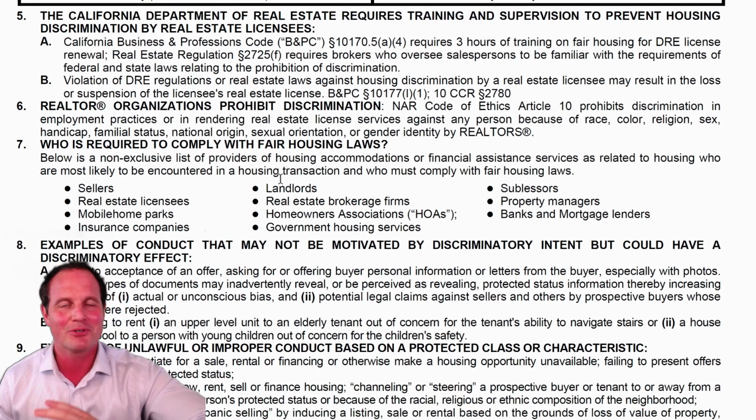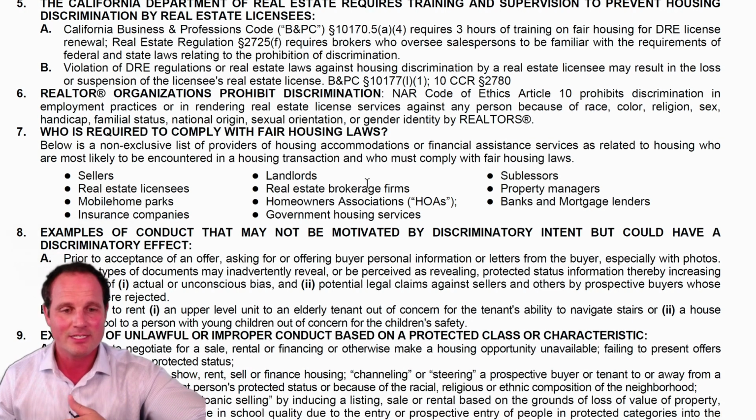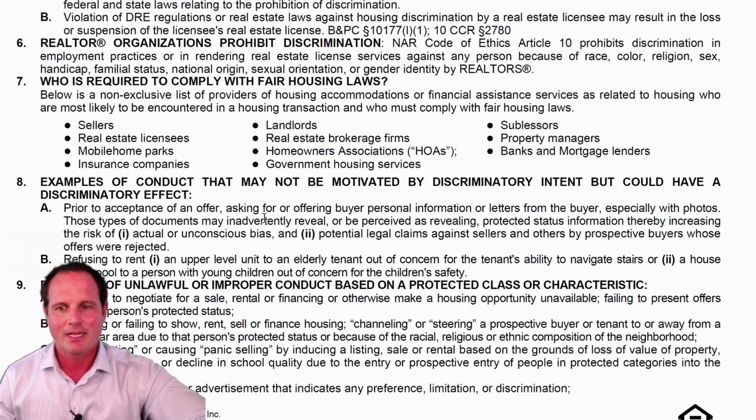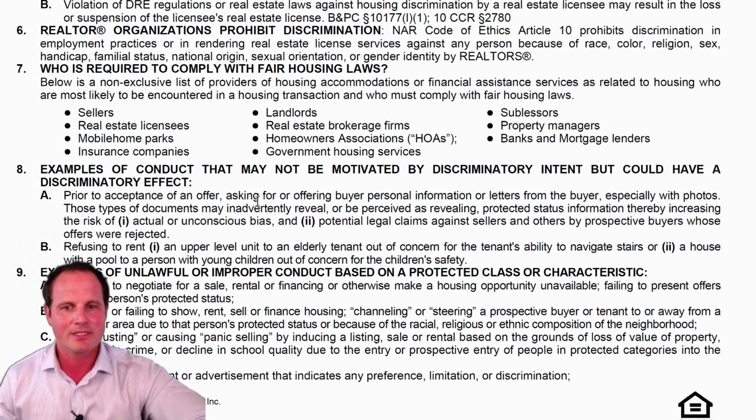So this is an example of people who have to comply with fair housing laws: sellers, real estate licensees, landlords, HOAs, that's a big one, insurance companies. You can see this form packs a lot of stuff into a small couple of pages. And there's conduct that may not be motivated by discriminatory intent. So number 8, this is what I meant by inadvertent discrimination. You may not willfully be trying to discriminate, but you actually could be.